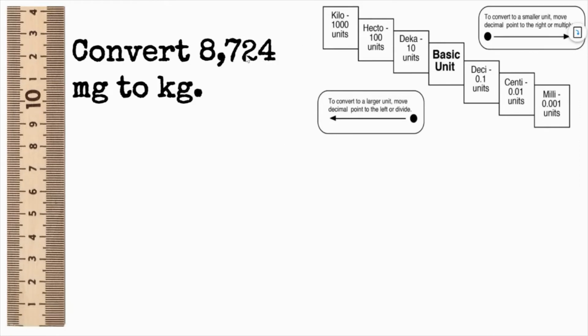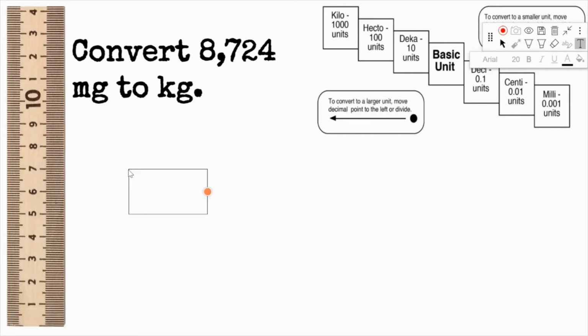So now let's go ahead and do this one right here. 8,724 milligrams to kilograms. All right, so the first thing again is to go ahead and write down the problem. In this case, it's 8,724 milligrams, and we're converting that, so equals blank kilograms. All right, so we're converting from milligrams to kilograms.